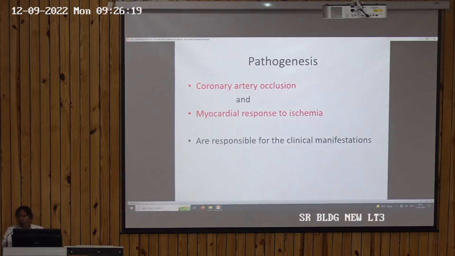As in atherosclerosis, we had seen, what is the pathogenesis of atherosclerosis? It is inflammation and the healing response to inflammation. Same way, the myocardial infarction and the consequences of myocardial infarction are a result of occlusion and the response of the body to that occlusion.